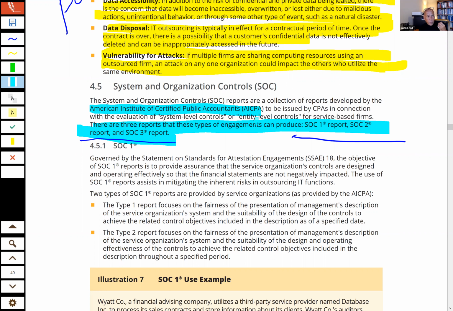And the SOC1 report is really designed for auditors of entities that are using a service provider, and we need some assurance about the internal control for our financial statement audit for entities that are using outsourcing. So if your client uses, say, ADP for their payroll, and they probably do, well, ADP doesn't want every auditor of every company coming and knocking on the door and saying, hey, as part of our financial statement audit, we have to look at your internal controls.